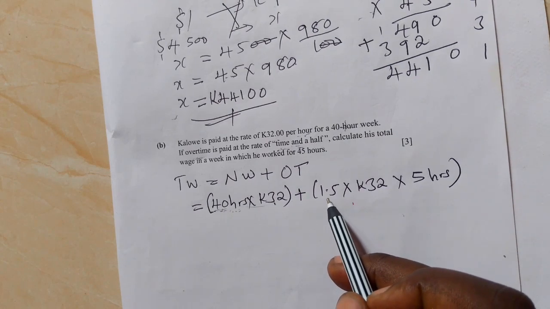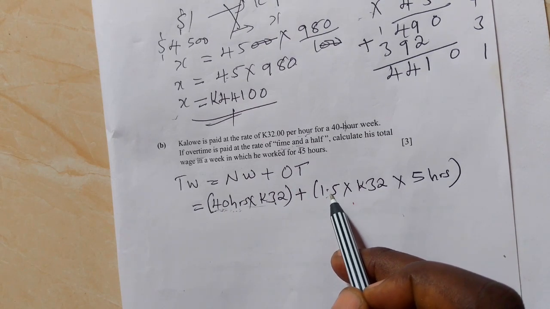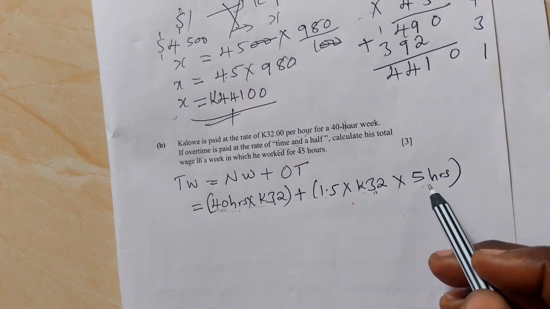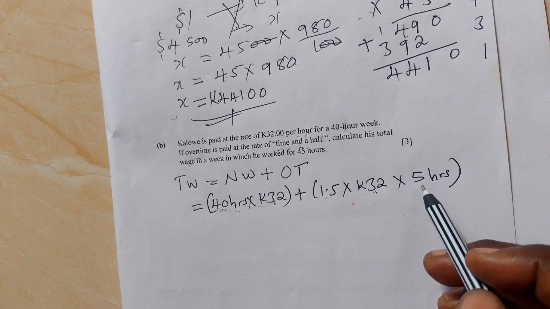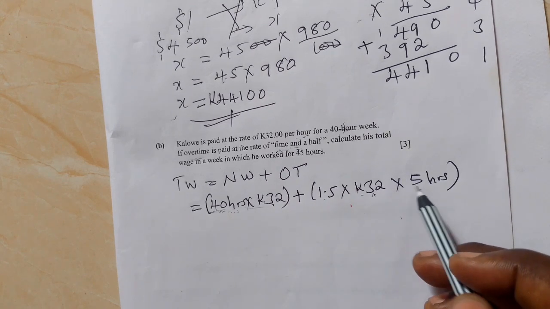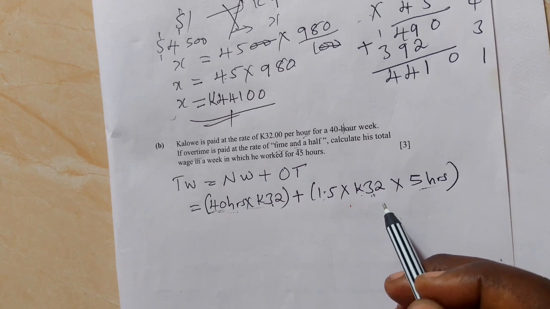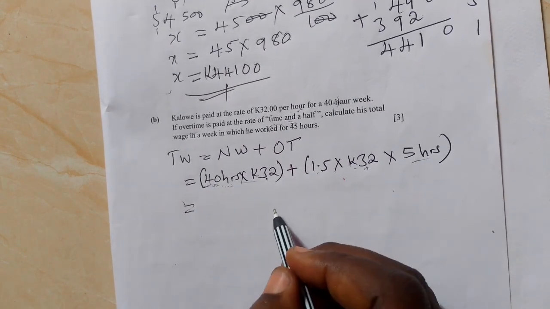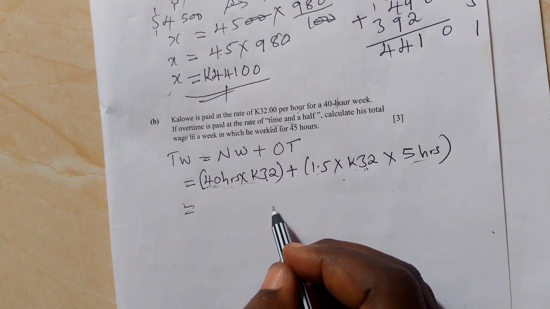Then when they say time and a half, that is 1.5, times the amount per hour, which is 32 kwacha, times overtime hours. How many hours did this person work which made him work above 40 hours? So from 40 to 45, that's 5 hours. As you can see here, no need to use the calculator, it's direct.